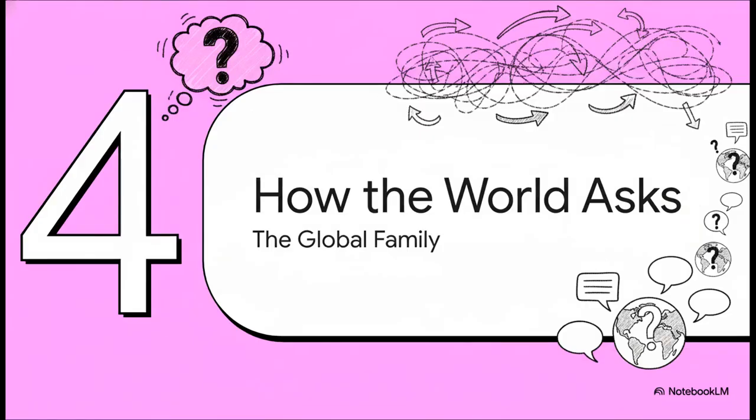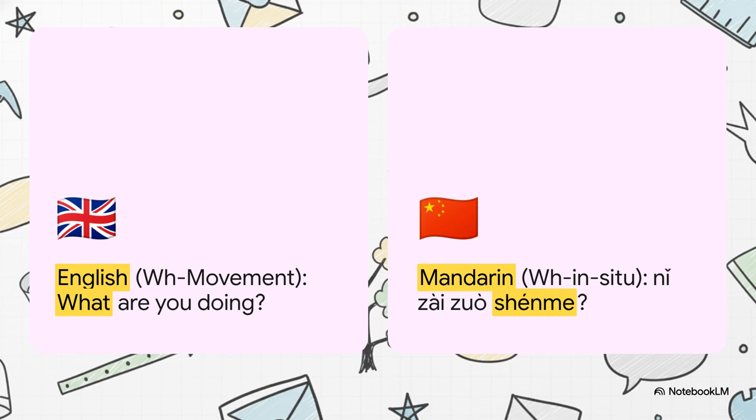But hold on, here's the final twist. This rule, this whole wh movement thing that feels so completely natural to us, it is not a universal law of language. Not even close. The global family of questions is way more diverse than that. Take a look at Mandarin Chinese. On the left, in English, we move what to the front. But look at the right. In Mandarin, the word for what, shenme, just stays right where the answer would go. The question has the exact same word order as the statement would. There's no movement at all.